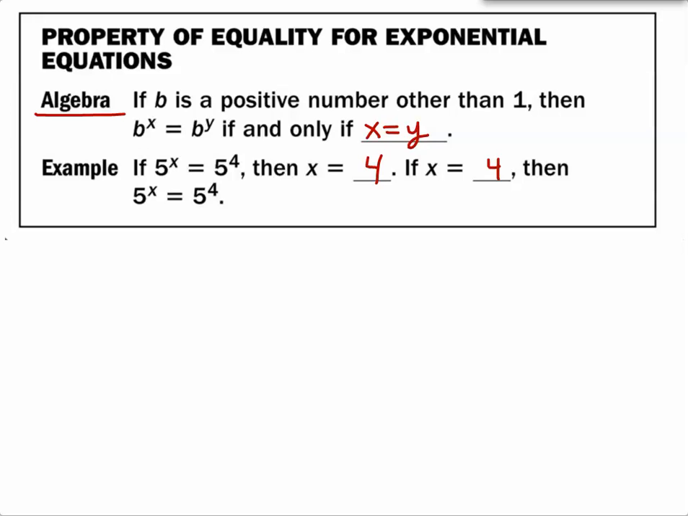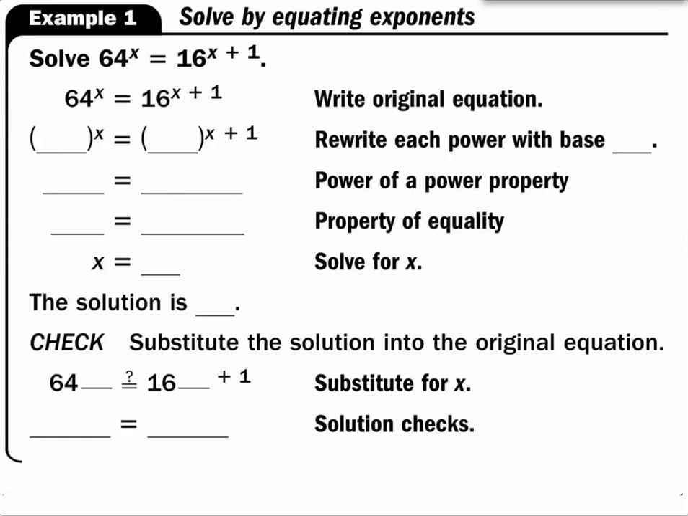It works both ways. Maybe that type of statement reminds you of geometry. The good old days. And we move on to example 1. Here we're looking at 64 to the x equals 16 to the x plus 1. We begin by writing the original equation, and then the next piece, you're supposed to rewrite them with the same base.